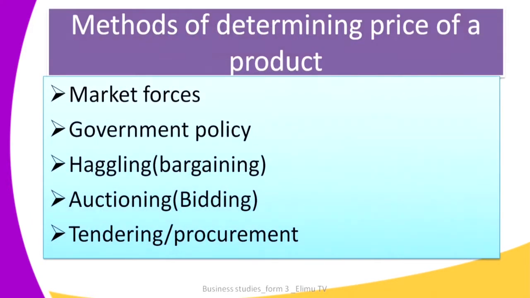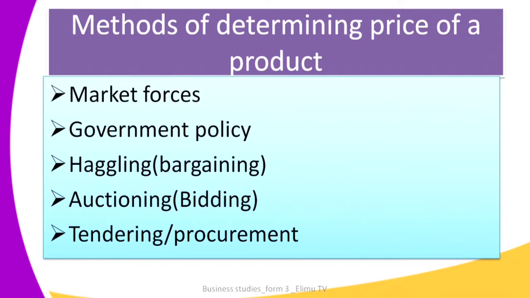So we start by stating all the methods of determining the price of a product, one of which we have already discussed, which is market forces, brought about by demand and supply. Then we will look at government policy, the ways the government uses to determine the price of a product. The other one is haggling or bargaining.